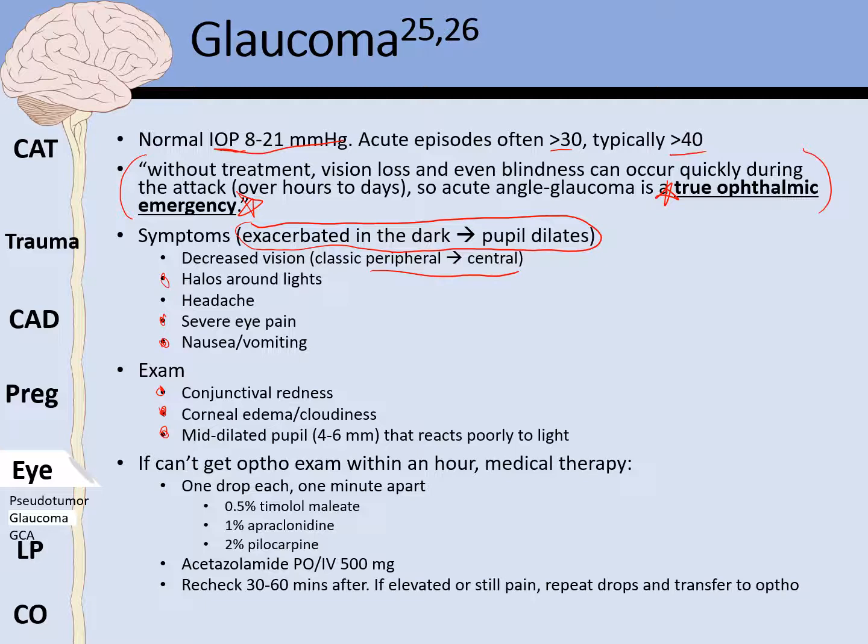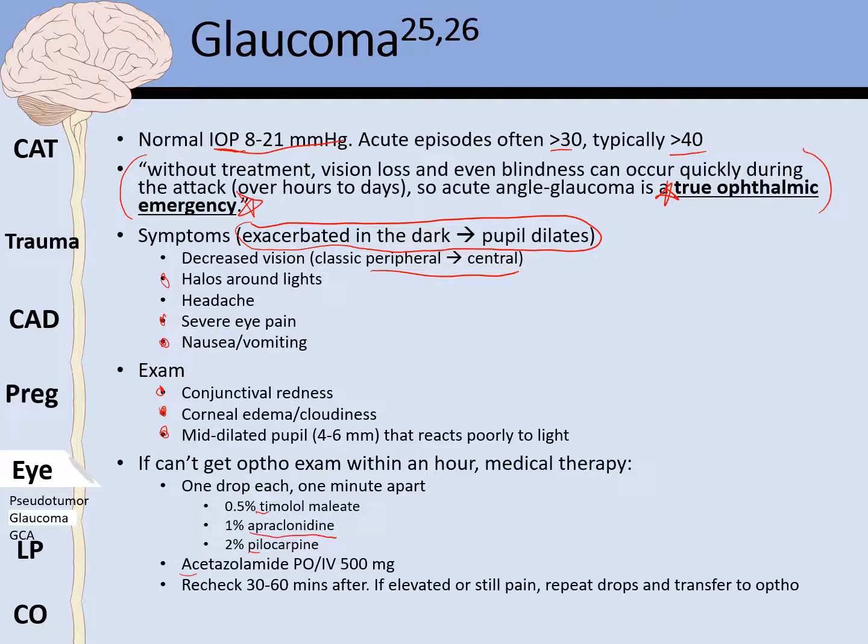Treatment is usually quicker than an ophtho exam and so should be started promptly. I remember the mnemonic TAP, since you have to tap the eye to measure the IOP, where T is timolol, A is acetazolamide, and P is pilocarpine. Apraclonidine can also be used.